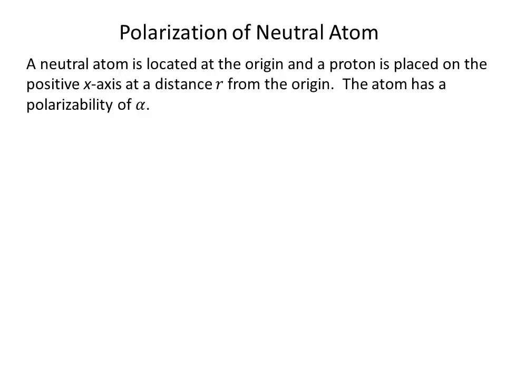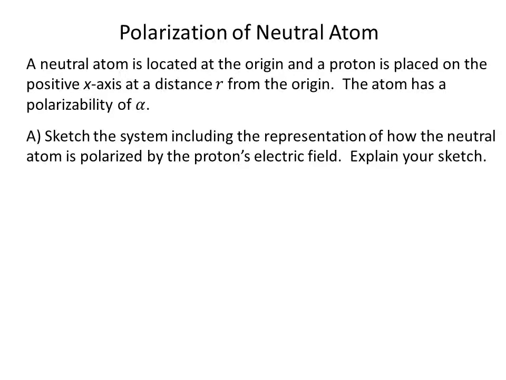In the last problem for this TA session, we look at the polarization of a neutral atom. Here the situation is you have a neutral atom located at the origin, and a proton is placed on the positive x-axis at a distance r from the origin. And the atom has a known polarizability of alpha.